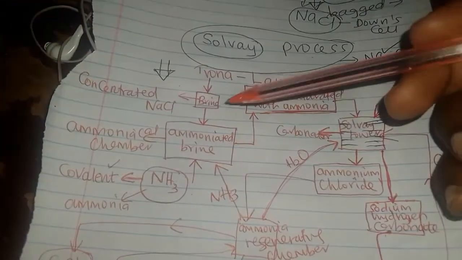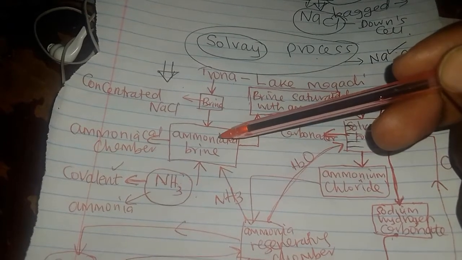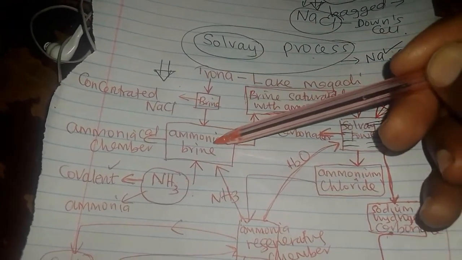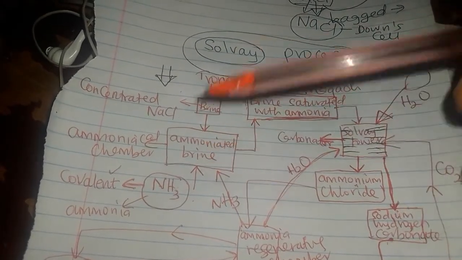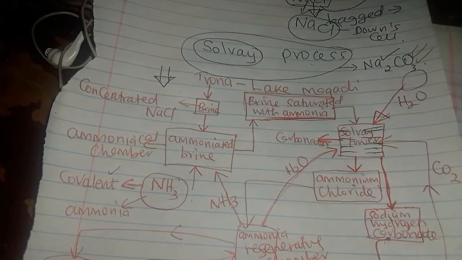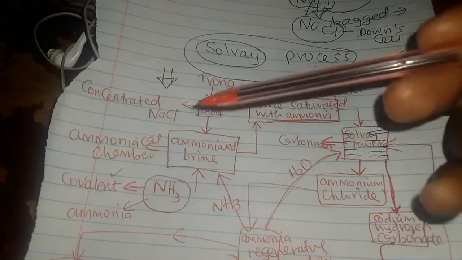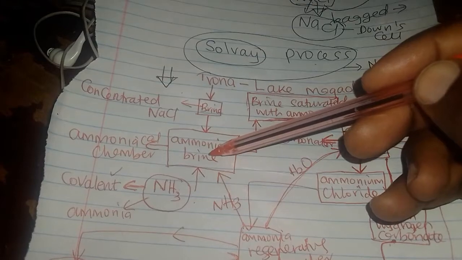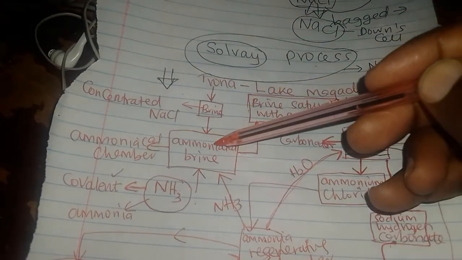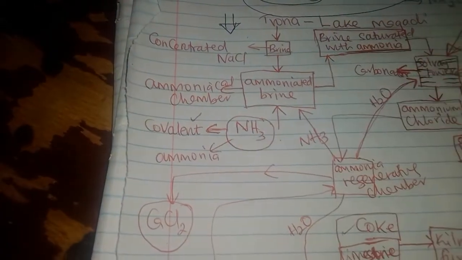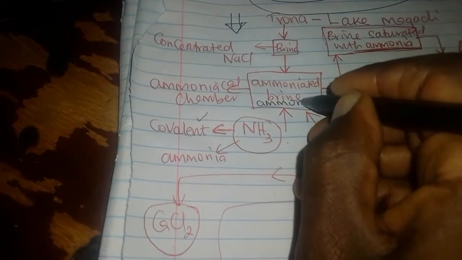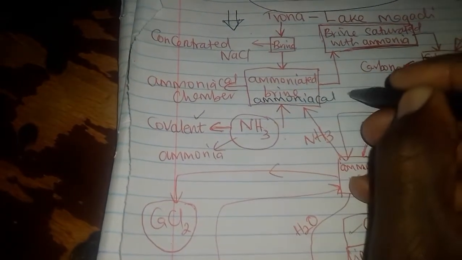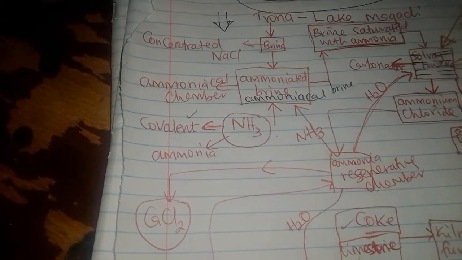Why do we call it ammoniacal or ammoniating chamber? It is because this is where the brine gets ammoniated. The brine ends up having ammonia added onto it. So the ammonia gets added onto brine, so the brine becomes ammoniated. That's why we call this ammoniated brine, or you can also call it ammoniacal brine.